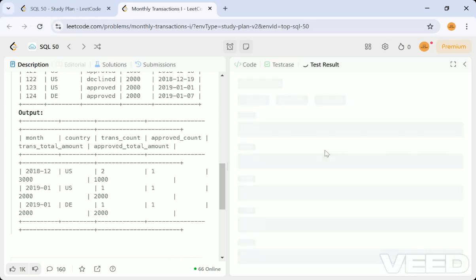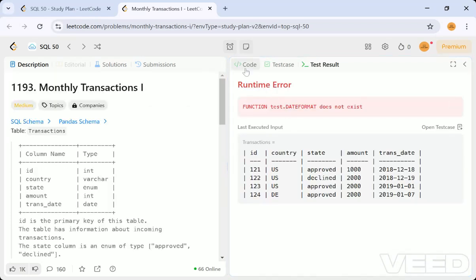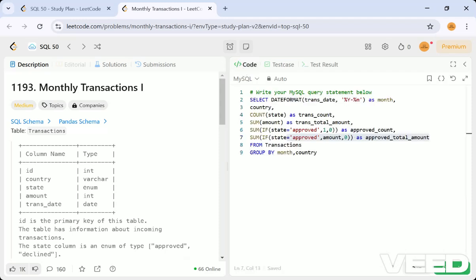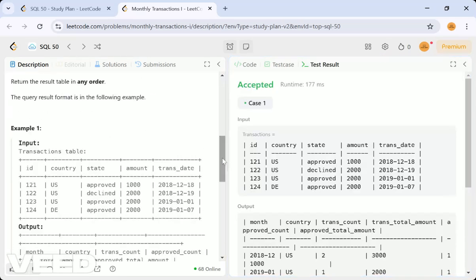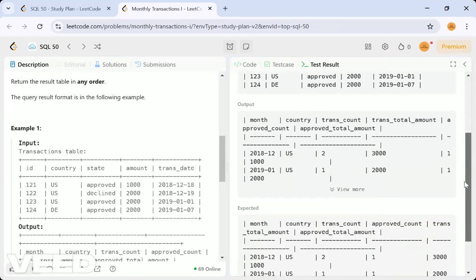Let's see if it will accept or not. Yeah, date format doesn't exist. Why so? Let's check. Yeah, it's my fault. It's date underscore format, transaction amount. We are getting month and then country. We are grouping with month and country, and the state. Yeah, let me run this. It's accepted. We are getting it in the same way.